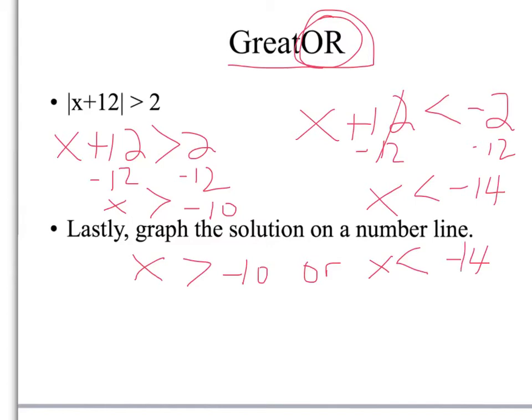So it just has to do with how you would write out that solution, because x can either be greater than negative 10 or it can be less than negative 14. Those two things can't both happen simultaneously at the same time, so we use the word or.